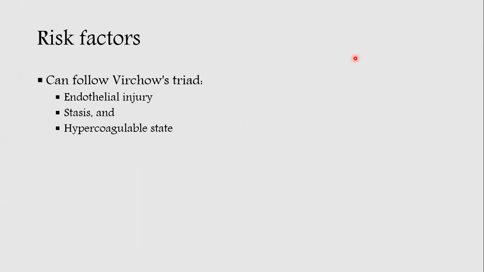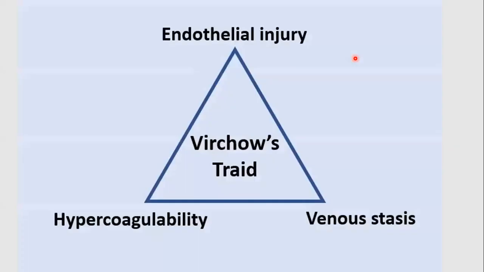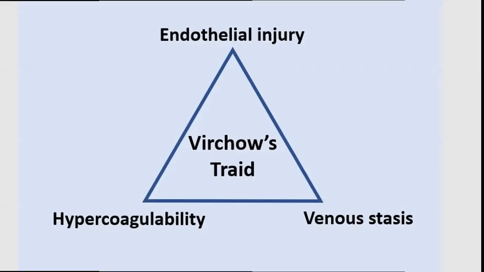These risk factors can follow Virchow's triad. Virchow was a German pathologist in the 19th century, and his theory about the development of thrombosis is still valid to now. It constitutes three things: endothelial injury, stasis, and hypercoagulable state. It can be viewed as a triangle formed of three sides. One side is the endothelial injury, the other is venous stasis, and the third one is hypercoagulability. They interplay with each other. There is no single factor for the development of this superficial thrombophlebitis.